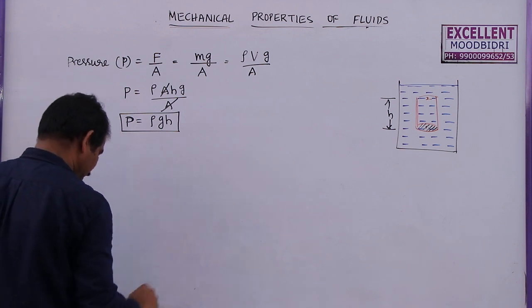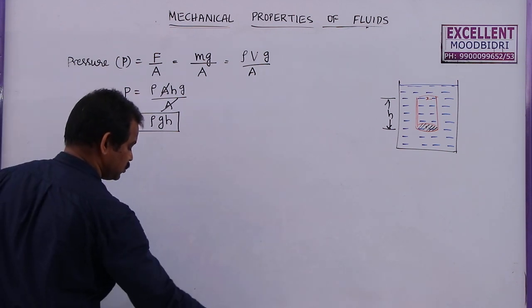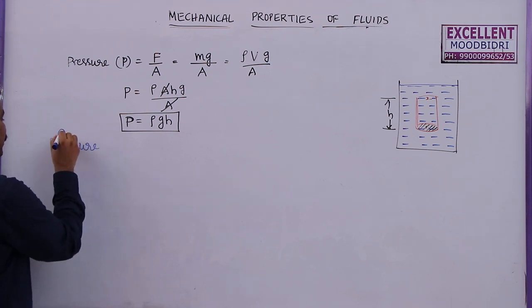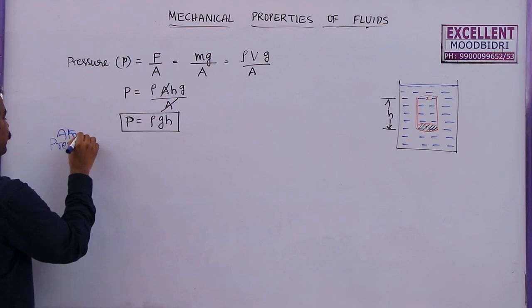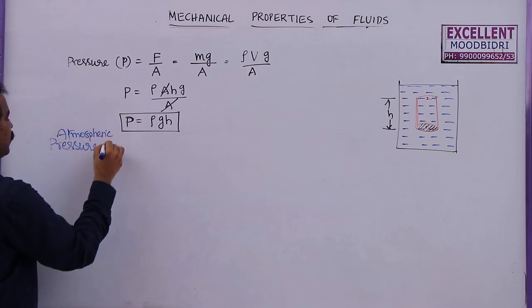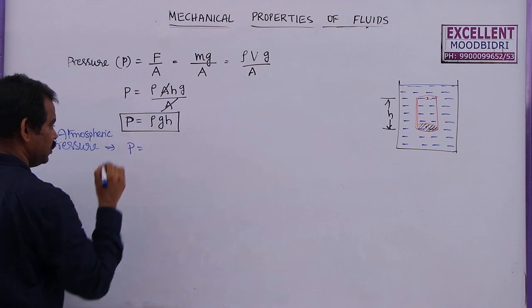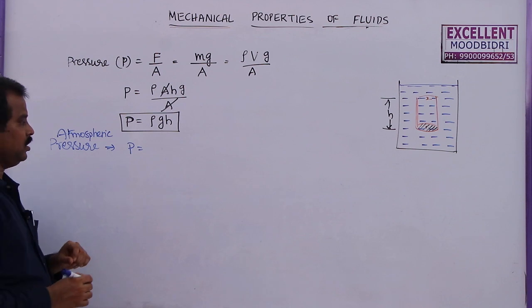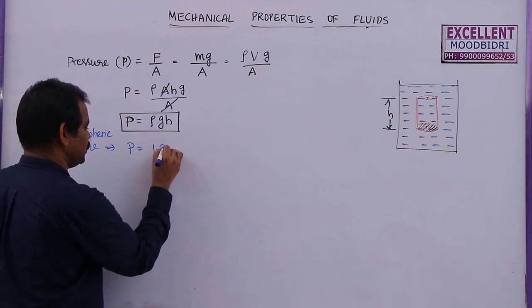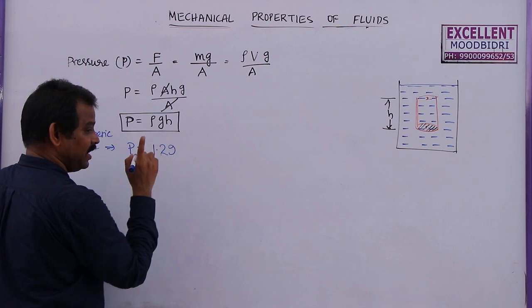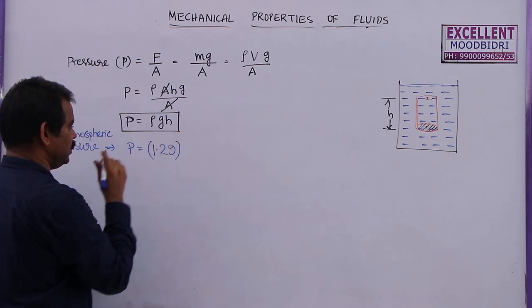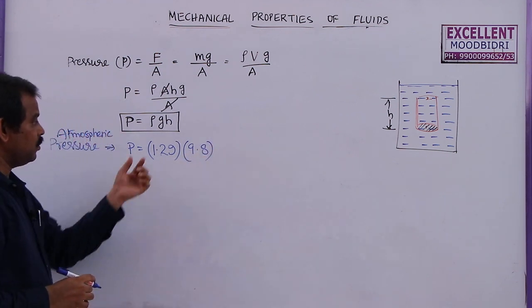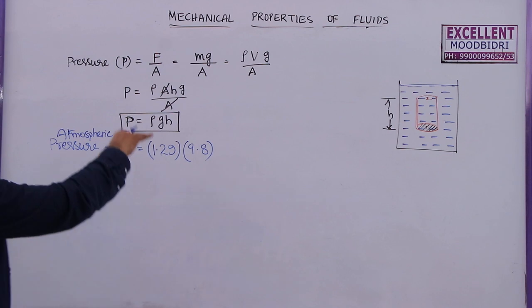To find the atmospheric pressure, I am going to use this concept. The pressure of the atmosphere, or atmospheric pressure, is given by density of air, times acceleration due to gravity, times height. What is the density of air? That is 1.29 kg per meter cube. This is the density, and the acceleration due to gravity is 9.8. But what is the height of this atmospheric air?